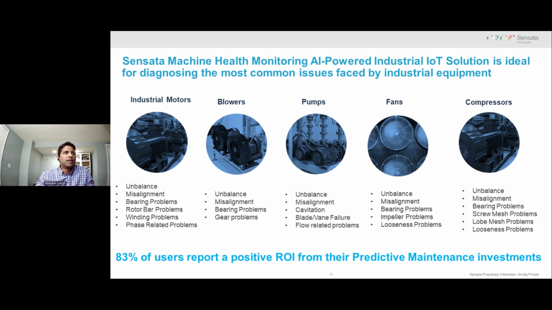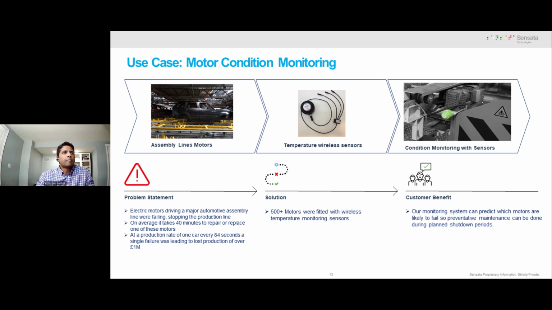So now let's look at some of the case studies. First case study here is at a major automotive manufacturer. Their electric track motors that drive automotive assembly lines failed and stopped the production line.